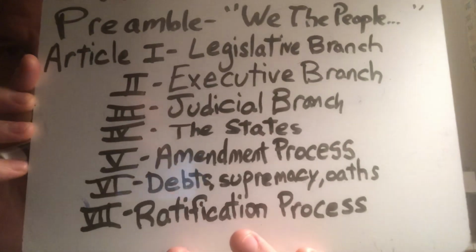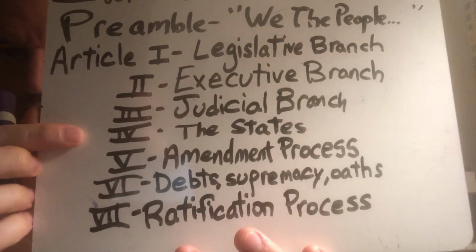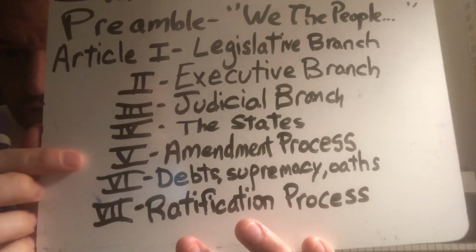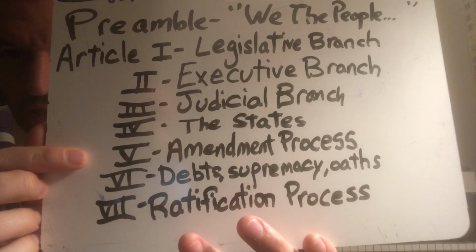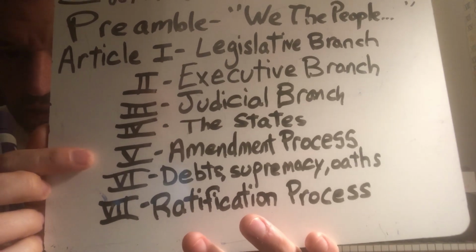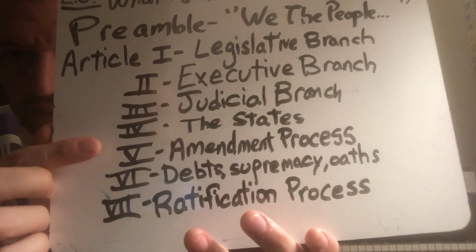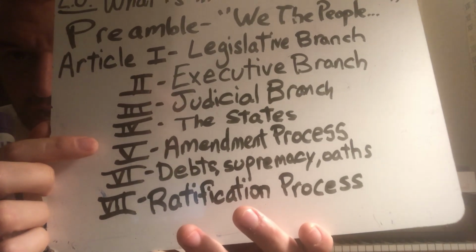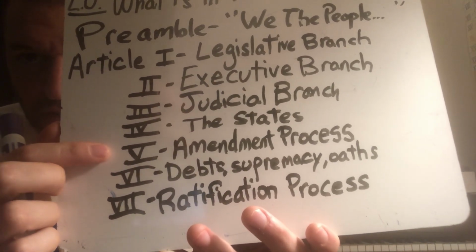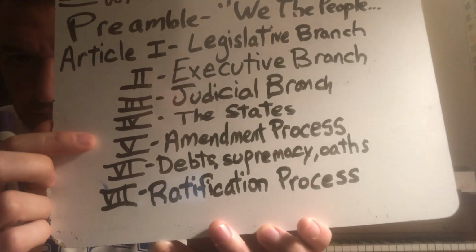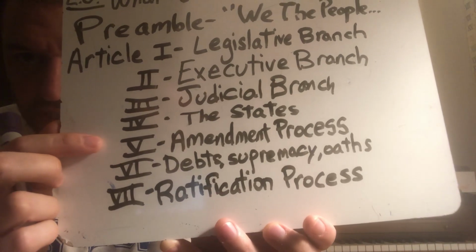Article 4 discusses what powers the individual states will have. Article 5 says about the amendment process. An amendment is an addition or a change that you add into a document. They knew that the Constitution was not perfect and that they would probably have to change it later on or add things. So they set up a process whereby you could amend the Constitution.